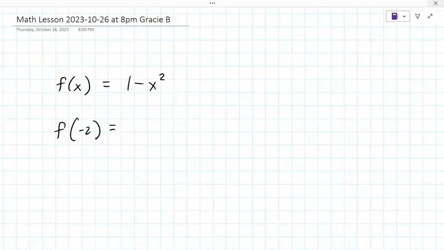Let's do some evaluating functions. We'll see how much time we need and get through this. Are you doing all functions? Any specific functions or anything like that? Nothing specific. Okay. So let's say I asked you to find f of -2. Could you try that for me, please?